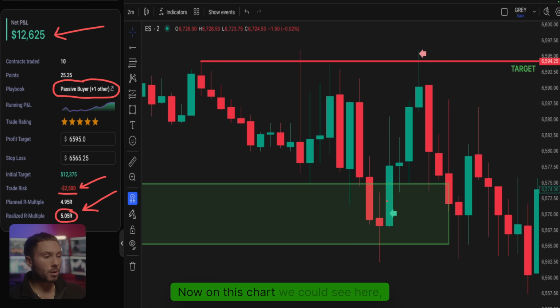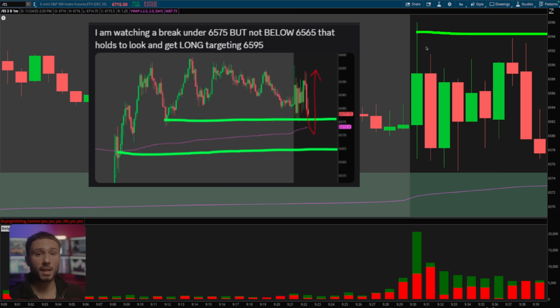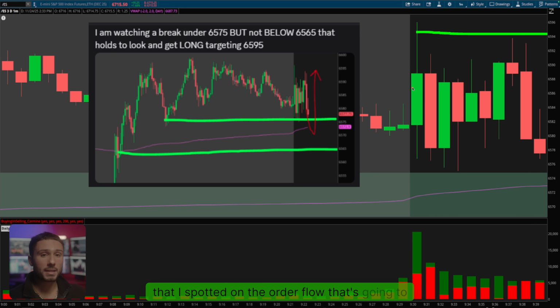Now, on this chart, we can see we entered long at this level of interest and took profits at this upper resistance level near the high of the session. We're going to call this a passive buyer because there's some significant buying activity that I spotted on the order flow that's going to enable me to get in the market as soon as I spot it.